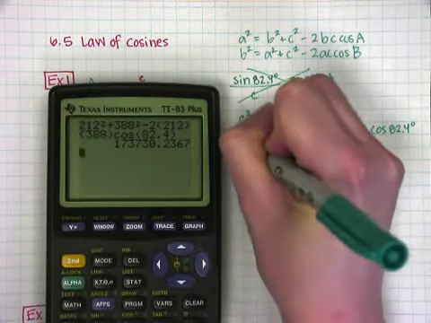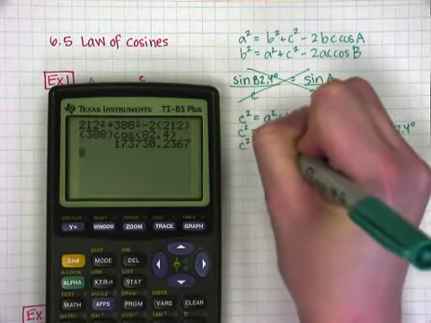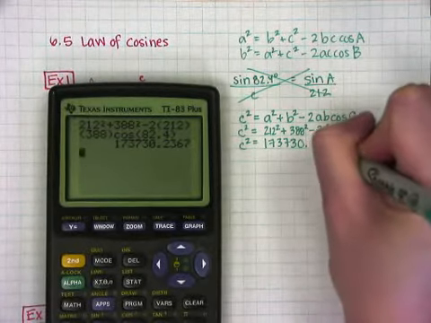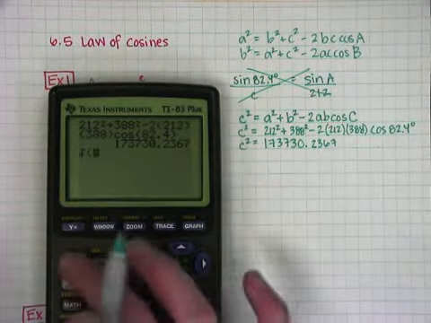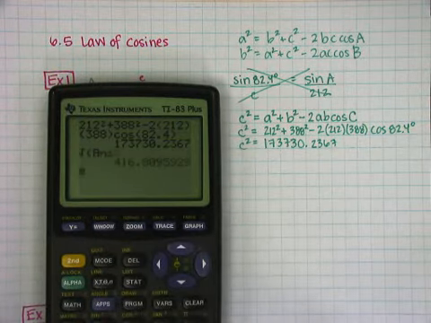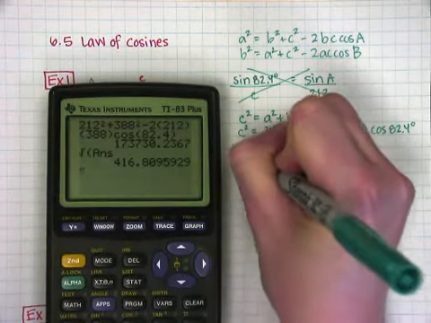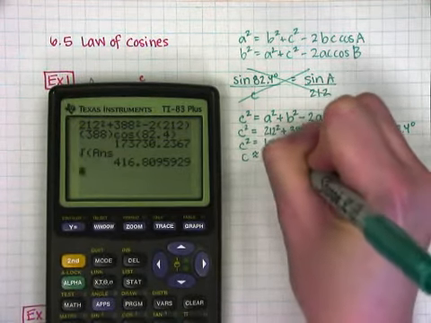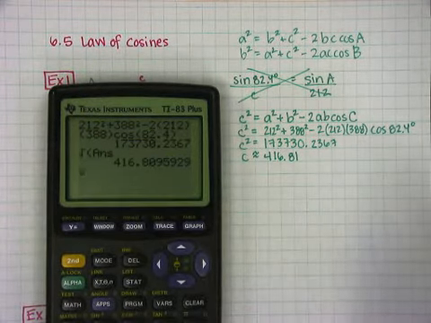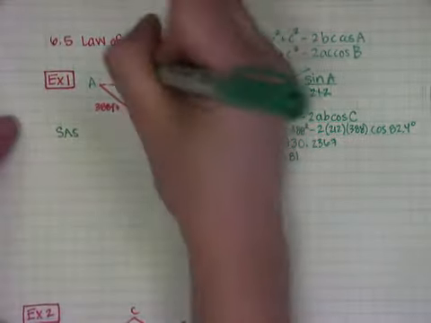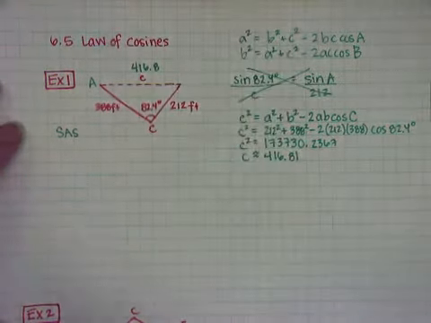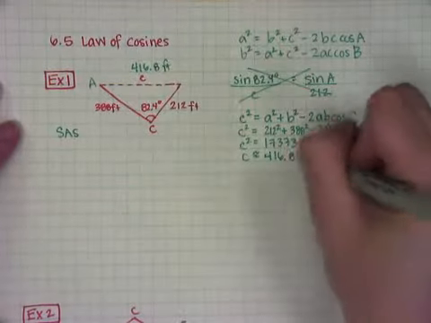So then I get c squared is equal to 173,730.2367. And then I can take the square root of both sides. Second square root, second ANS. And I get c is approximately 416.81. If there were units here, it would be miles or feet or whatever. So after you find c, this guy is 416 point, well, let's just call it 0.8 for right now. Oh, and it's feet, because I've got units there.